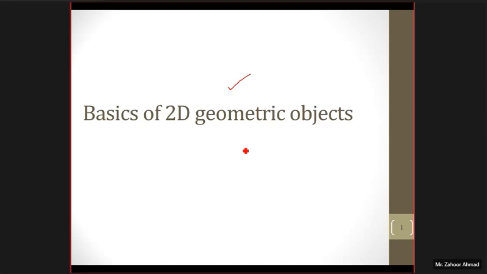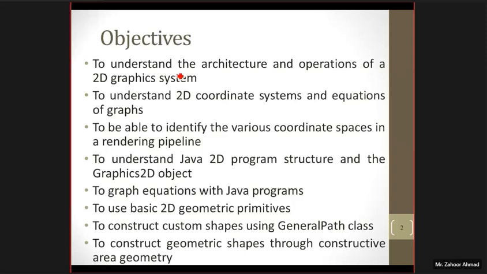dimensional objects. These are our objectives for this chapter of today. Here you will come to know about the architecture and operations of two-dimensional graphical system. You will also understand the 2D coordinate system, and also you will see how we will be able to write a 2D Java 2D program.